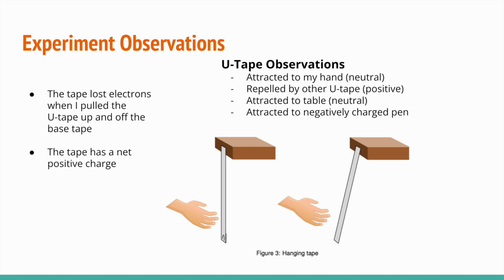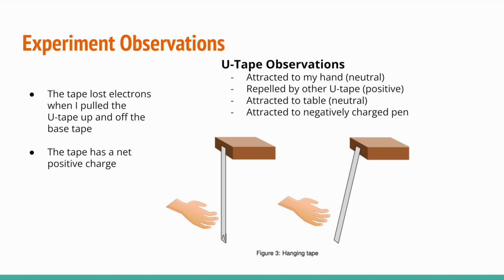The first part of this experiment was to quickly pull one piece of tape off of another piece of tape and then hang it on a table as shown here. From there, I put several objects up to it to see if it repelled or attracted. I observed that it attracted to my hand, which was neutral, repelled the other U-tape, which was positive, attracted to the table, which was also neutral, and attracted to a negatively charged pen.